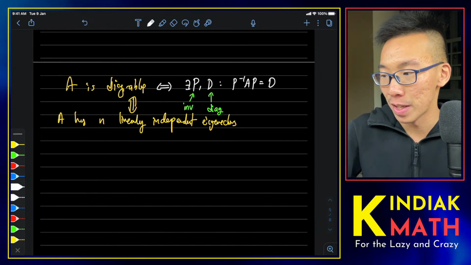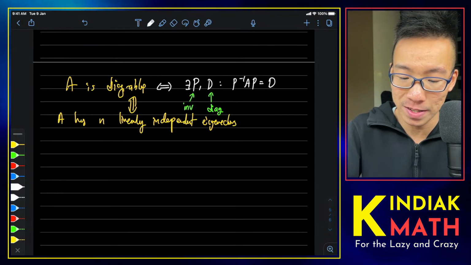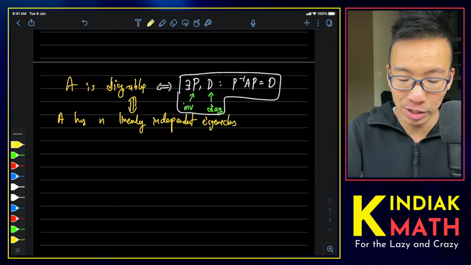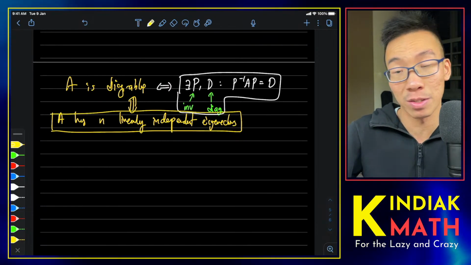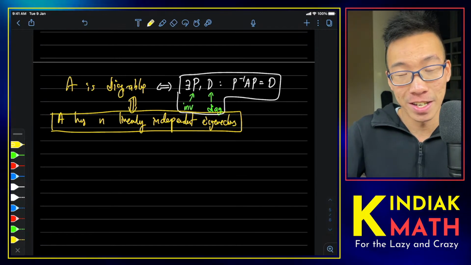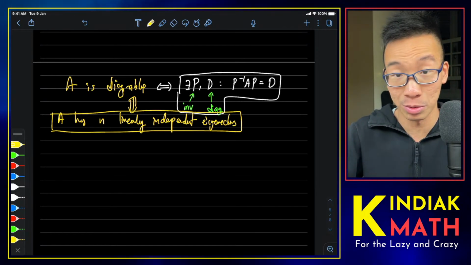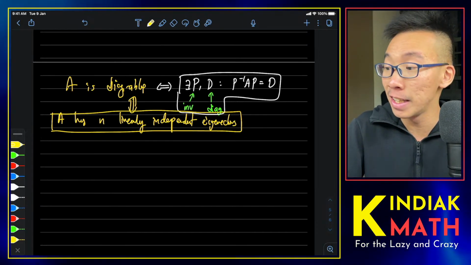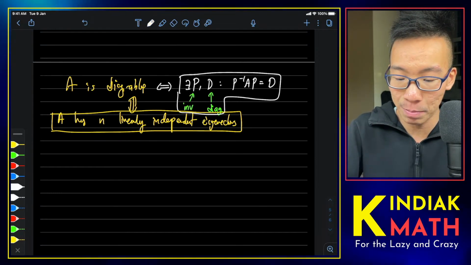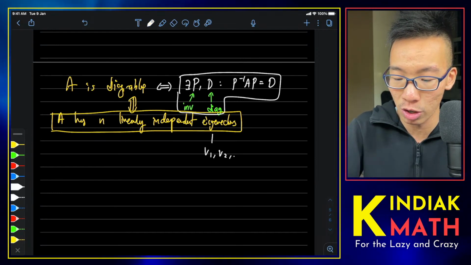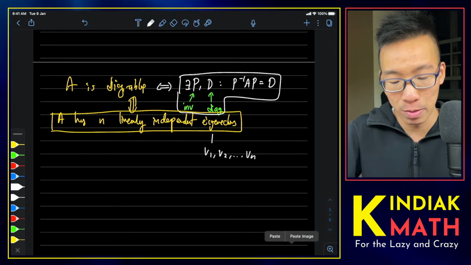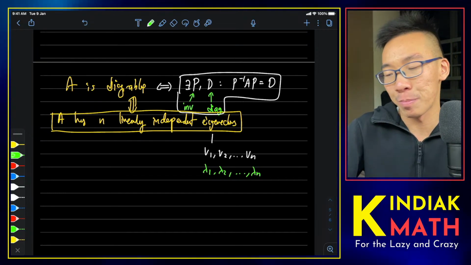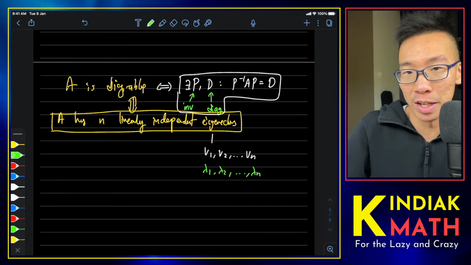So here's the question: what on earth has this notion of being diagonalizable got to do with the linearly independent eigenvector situation? Now here's where stacking comes into the mix. It's really cool. So well, if A has n linearly independent eigenvectors, we'll let them be denoted by v1, v2, all the way to vn. Okay, and let's suppose they have eigenvalues lambda 1, lambda 2, all the way to lambda n. Right, the lambdas may repeat. We have no idea. It's fine.